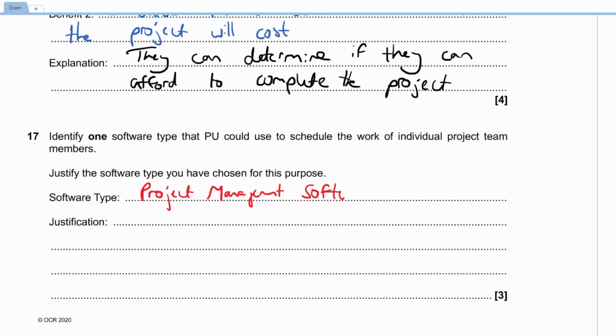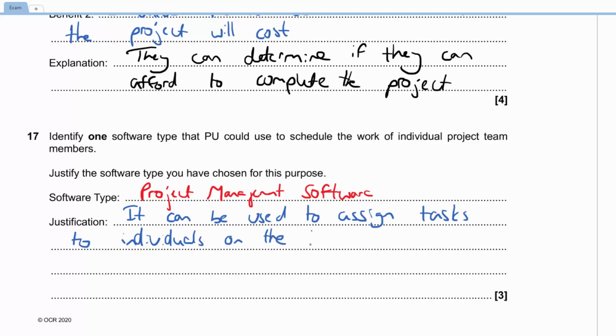Project management software. Probably what I would have written down if I hadn't said that last would be spreadsheets, because spreadsheets are quite good for scheduling. You might have done it in your assignment where you've made a Gantt chart in a spreadsheet software, something like this. That's what it means by scheduling. So project management software is quite specialised for the purpose of scheduling. So it can be used to set up the tasks. Let's start that again. We can assign tasks. It can be used to assign tasks to individuals on the team.